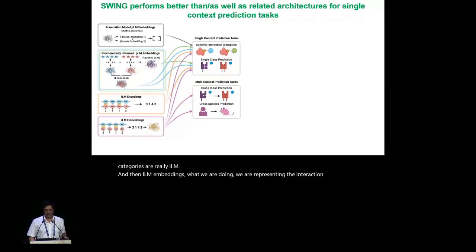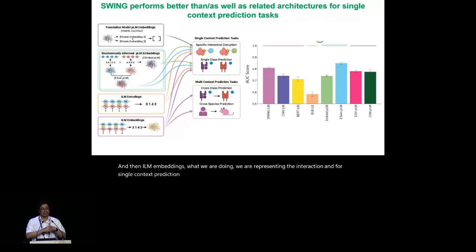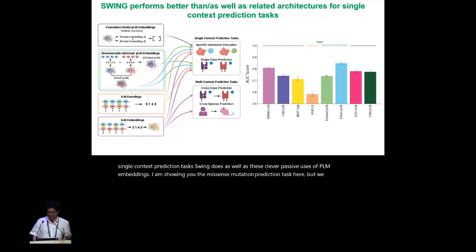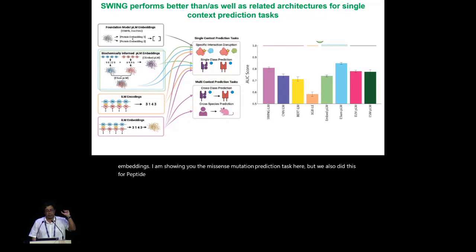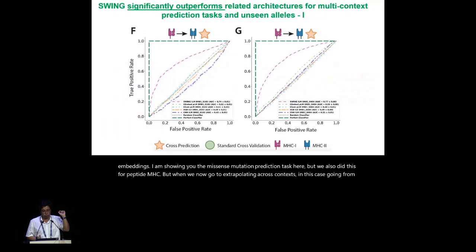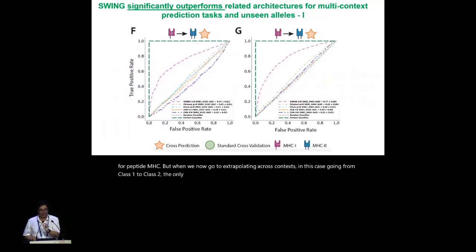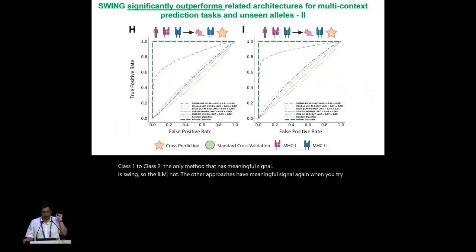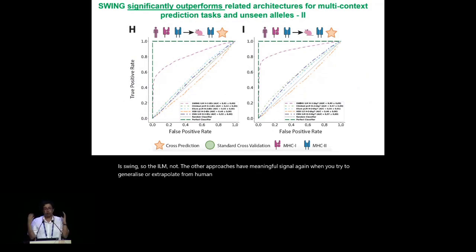And for single context prediction tasks, SWING does as well as these clever passive uses of PLM embeddings. I'm showing you the missense mutation prediction task here, but we also did this for peptide MHC. But when we now go to extrapolating across contexts, in this case, going from class 1 to class 2, the only method that has meaningful signal is SWING. So the ILM, not the other approaches, have meaningful signal. Again, when you try to generalize or extrapolate from human to mouse, of all of these architectures, the only one that has meaningful signal is SWING.